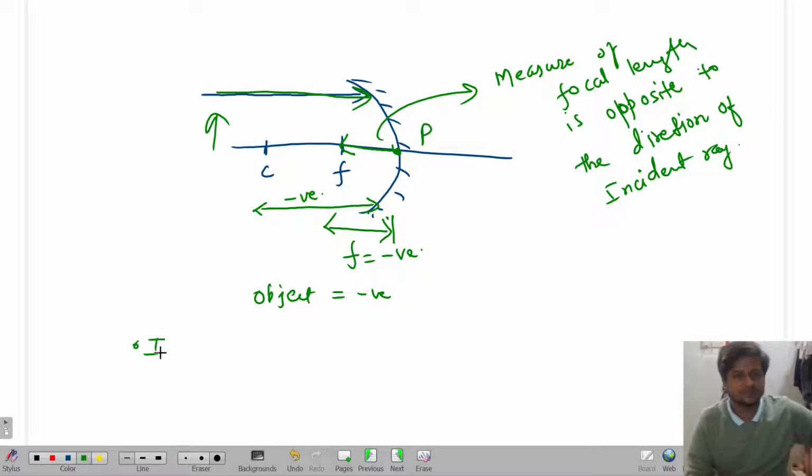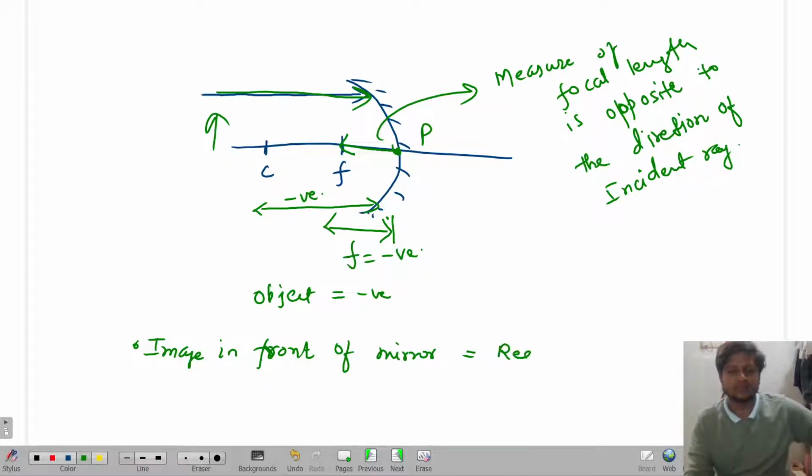If the image is in front of the mirror, you know what kind of image I have? These are real images. So हर एक रियल इमेज कॉन्केव मिरर के लिए कैसा कैसा इमेज डिस्टेंस देगा? नेगेटिव इमेज डिस्टेंस देगा.